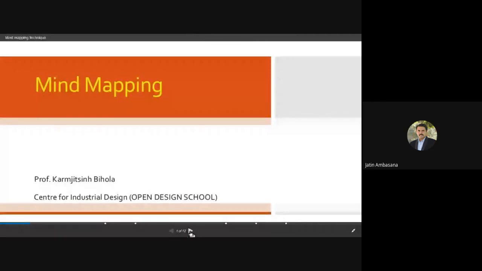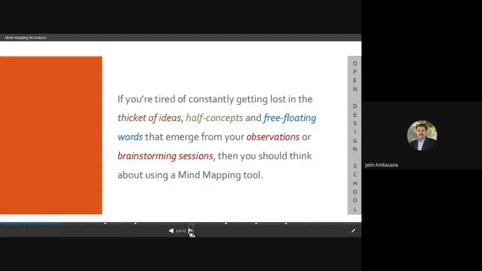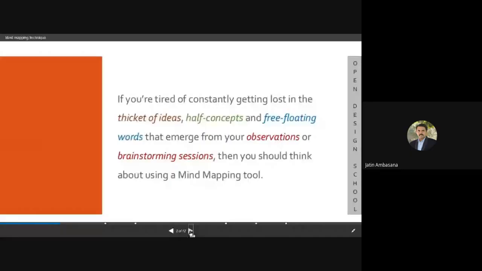Mind mapping is basically for when you are tired of constantly getting lost in lots of ideas, and even incomplete concepts are there, or you just get words into your mind, but you're not able to make a full problem statement out of it. Okay, and all these things come from the observations that you've done, or from the brainstorming sessions, or from the interview sessions that you might have done with your user.